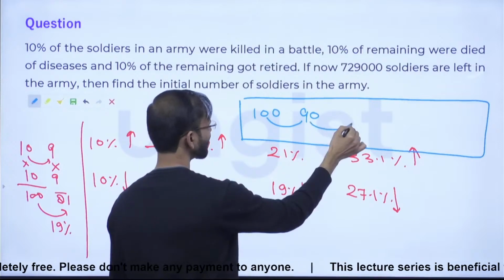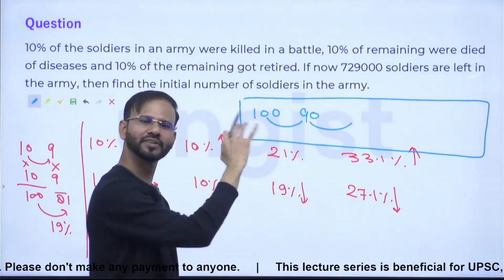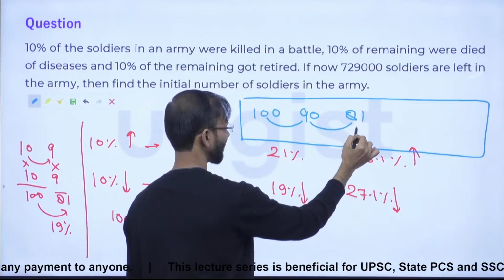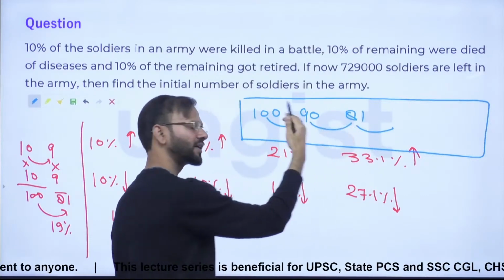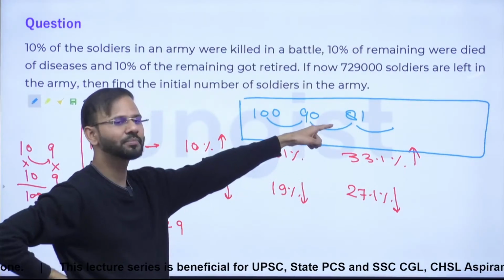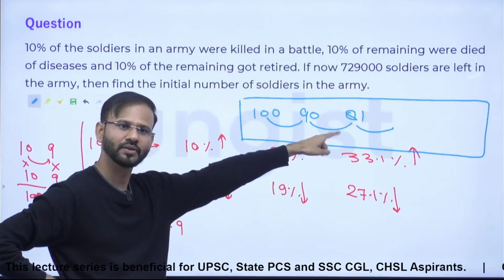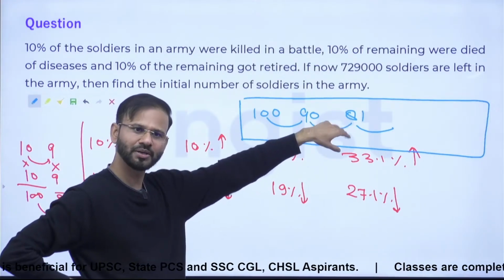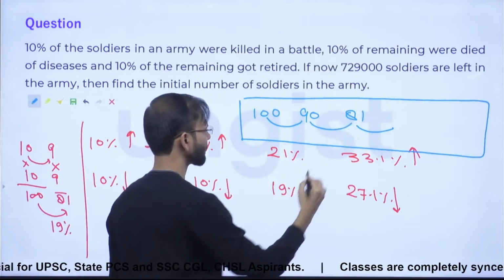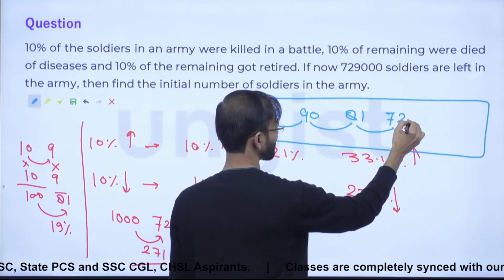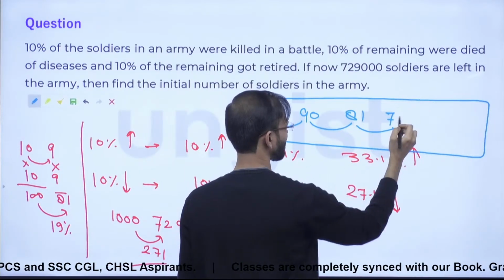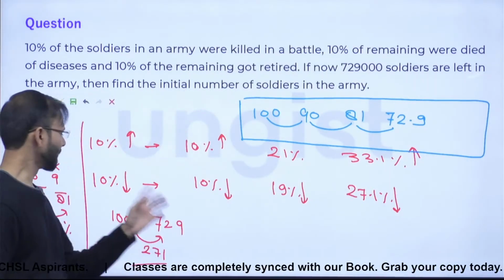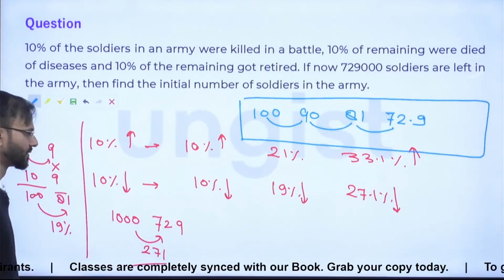Again 90 का 10% जो है, they died of disease, right? Yeah, so this becomes 81. Again 10% of this got retired, so 8.1 will be subtracted from this value, right? So when you subtract 8.1 from this value, it will become 72.9, right? So this will become 72.9. यही लिखा हुआ है, देखिए, राइट?